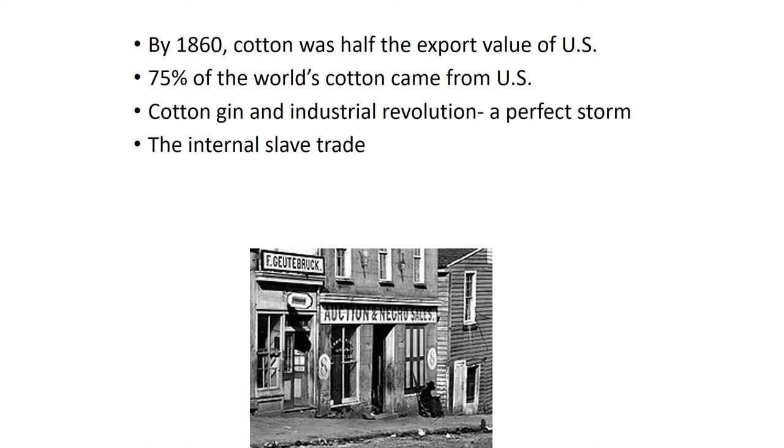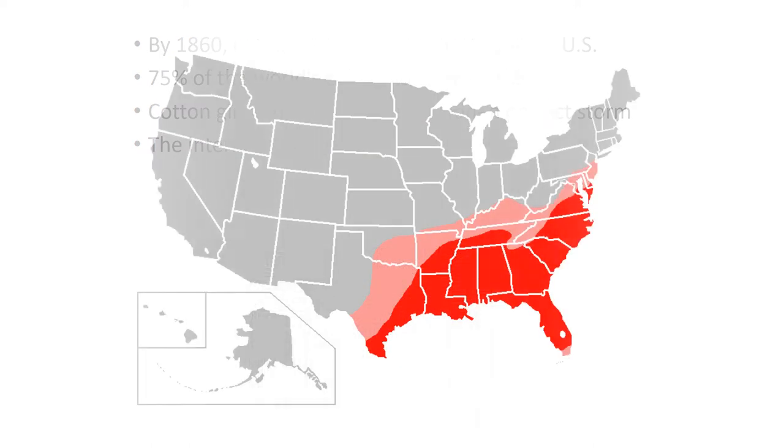So let's take a look at places where cotton can be grown. You can see that the best places are in the Deep South, and then it can also be grown just outside that range, but still pretty much in the South.